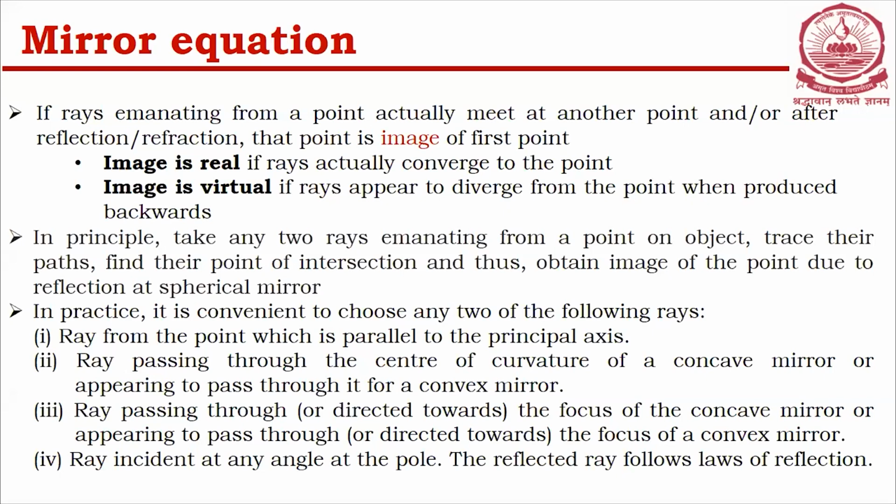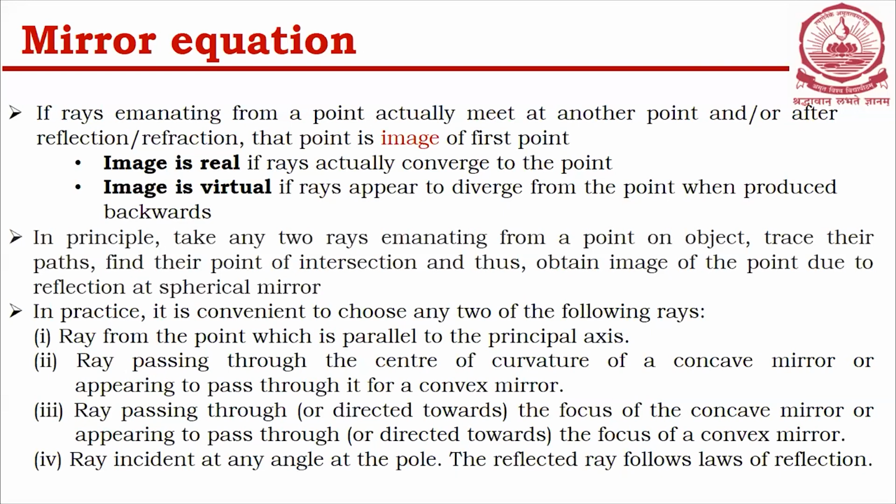Okay, so how do we locate whether it is a real image or a virtual image? Take any two rays starting from a point on the object, trace their paths and find the point of intersection, and finally you will get the image of the point due to reflection at a spherical mirror. We are going to see a schematic of that.